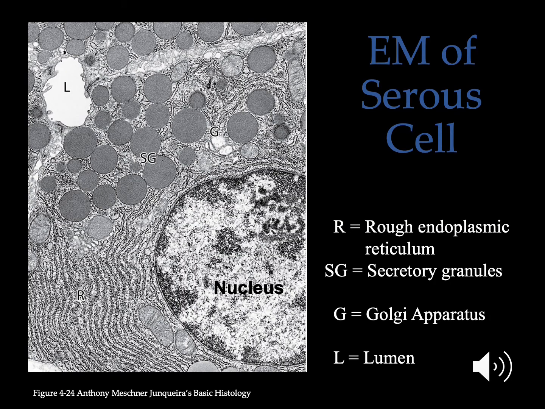Figure 4-24 from your textbook is an EM view of a serous cell, and you can see the extensive network of Golgi apparatus around the nucleus, being a very euchromatic nucleus actively producing mRNA again, and the gray round structures representing the secretory granules that are going to be secreted via exocytosis into that small lumen labeled with an L.